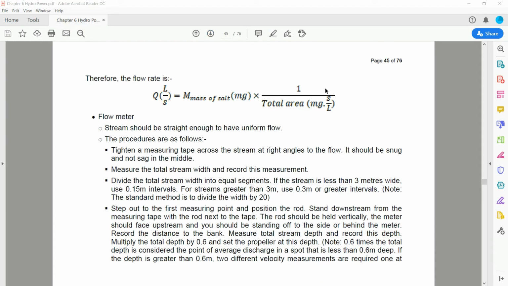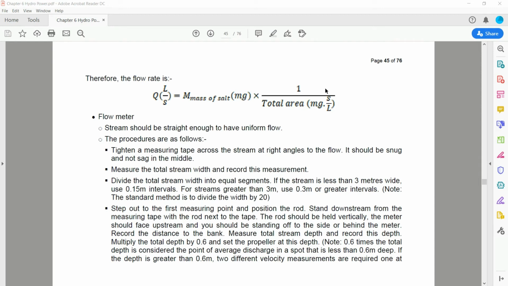Next one, measuring the flow rate of the water using a flow meter. Using this method, the stream should be straight enough to have uniform flow. So the procedure is as follows. Tighten a measuring tape across the stream at right angle to the flow. It should be snug and not sag in the middle. Measure the total stream width and record this value.